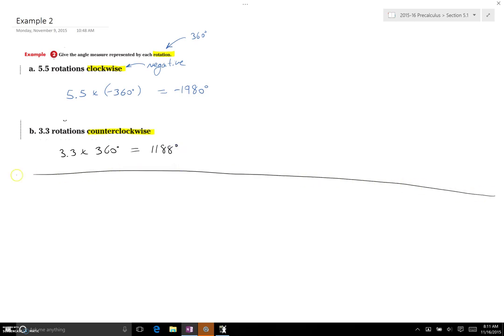So let me give you guys an example to try on your own. So let's say we have 9.5 rotations clockwise.